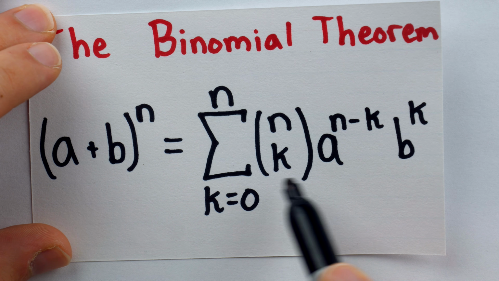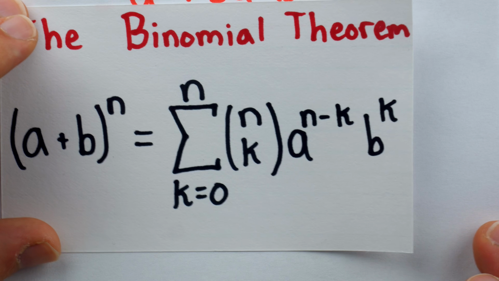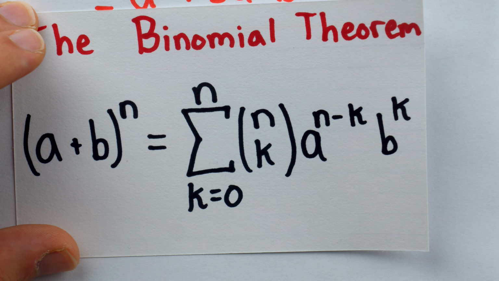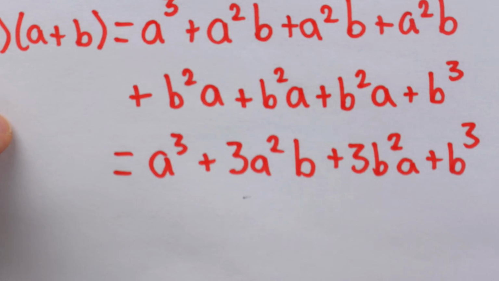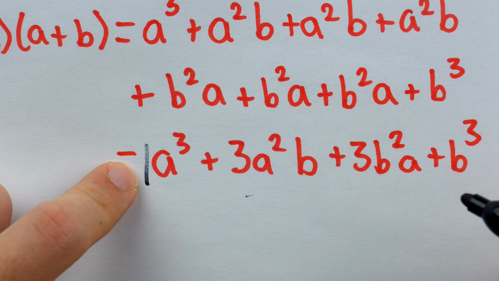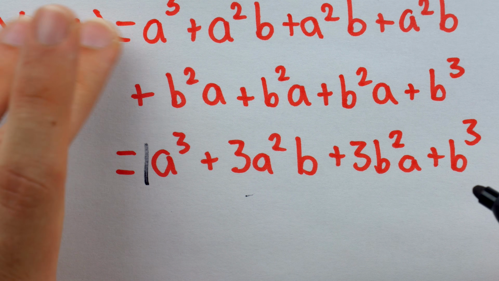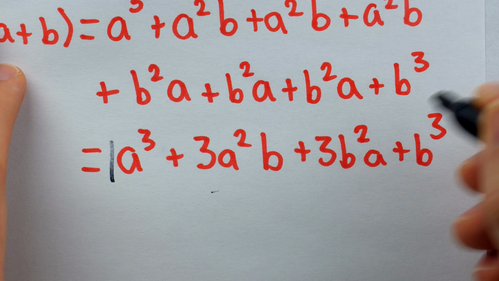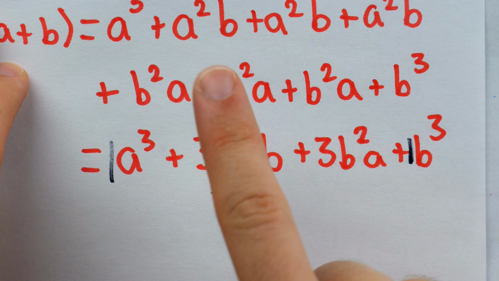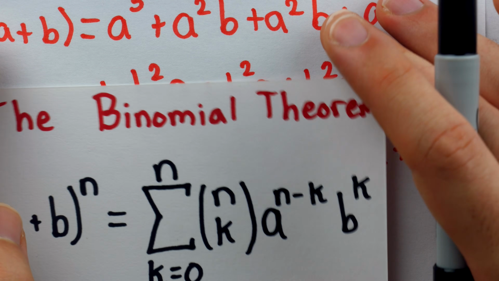And each term will have a coefficient, just like we saw here, which is the number of combinations of k objects from a collection of n objects. For example, this first term had a coefficient of 1 because there's only one way to select 0 objects from a collection of 3. And this last term, b cubed, also had a coefficient of 1 because there's exactly one way to select 3 objects from a collection of 3 objects.